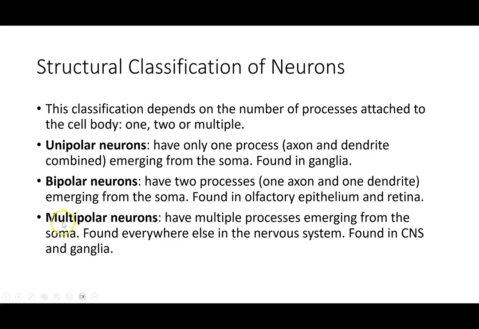And then multipolar neurons, this is a neuron that's going to have more than two processes emerging from the soma. And these are what's found everywhere else in the nervous system outside of the ganglia, olfactory epithelium, and retina. So these are going to be found in the central nervous system and some other ganglia as well.